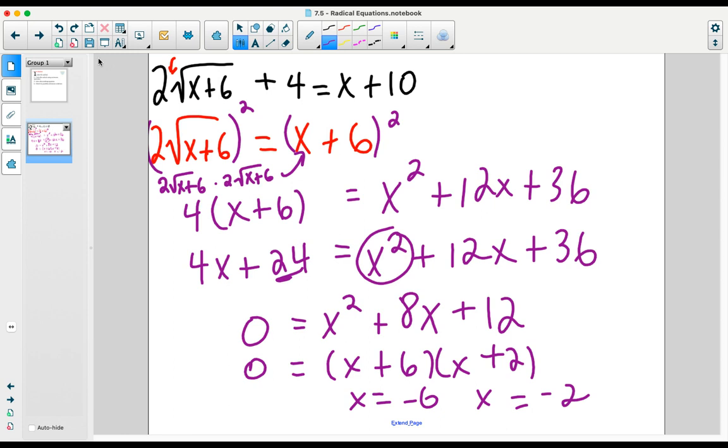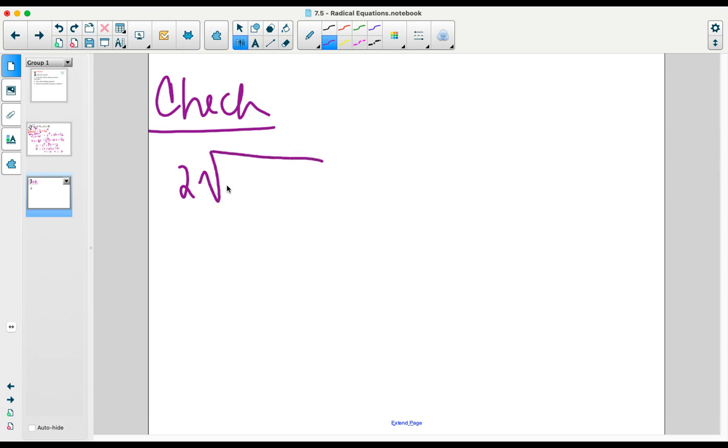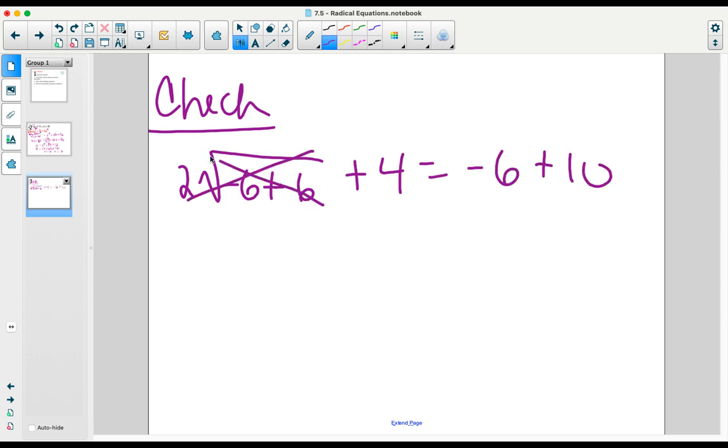As in any situation with radical equations where we had to square to potentially create an extra extraneous solution, we're going to check both of our solutions to make sure that they are actually valid in the original equation. So we'll start by checking negative 6. So negative 6 goes in the place of x in both spots. This just becomes 0, leaving us with 4, and negative 6 plus 10 is 4, so negative 6 is good.